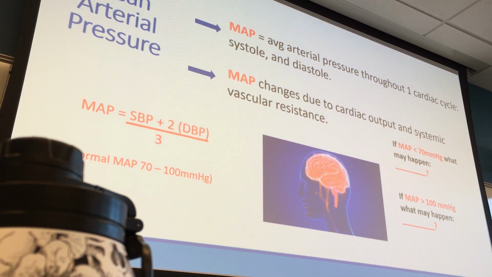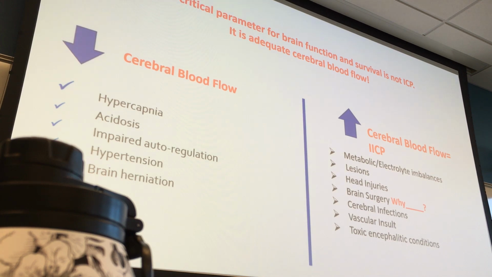What if your MAP is severely, severely high? Just incredibly high pressure, right? Hypertension. Yes, a hypertensive crisis, that's a perfect example. These are what we're looking at: if you have a decrease in cerebral blood flow, or a very high cerebral blood flow. These are just things I want you to think about.